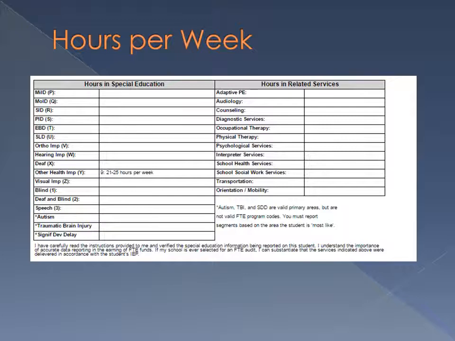Also, please be careful of the codes. For example, you see here OHI is code 9, but code 9 is not 9 hours per week. It is actually 21 to 25 hours per week. So just make sure that it is clear to the data clerk when you mark corrections. She will provide you with a copy of the codes and what they equate to in regards to the range of hours per week.